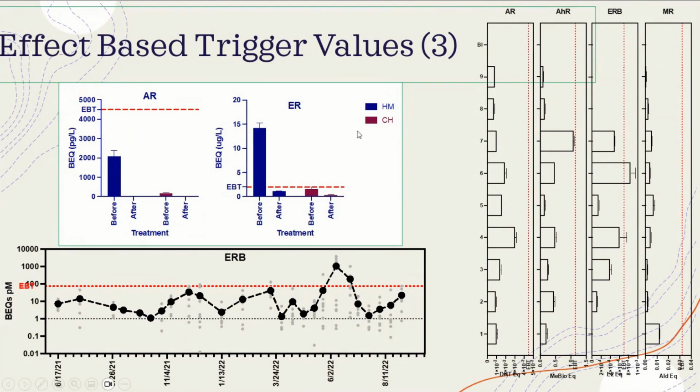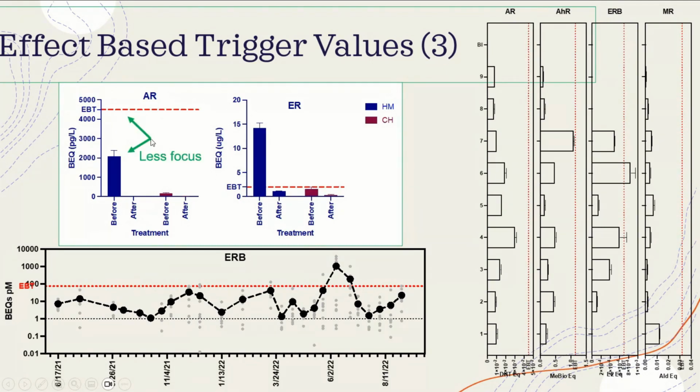Okay, so here's a couple of examples of how this can be used. In the first case, this is that hospital wastewater example that I showed you before for two different molecular initiating events. One is the androgen receptor and the other is the estrogen receptor. And what I've shown you is the effect-based trigger level. And then we have two different sources of the wastewater, HM and CH, before treatment and after treatment.